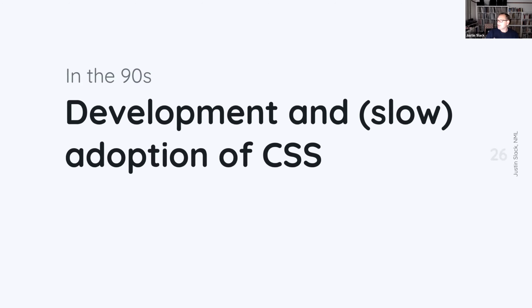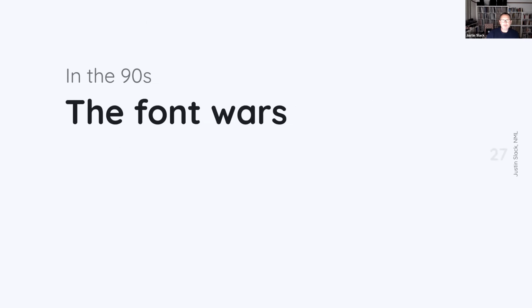Okay, and at the same time as this was happening, we had the development and the very, very slow adoption of CSS. And these two things coming together started to allow us to do a lot more with type than we previously had been able to do. And this also coincided with something rather dramatically called the font wars. This was around typographic formats, and it was largely between the three big players of the time in typography, which were Apple, Microsoft, and Adobe.